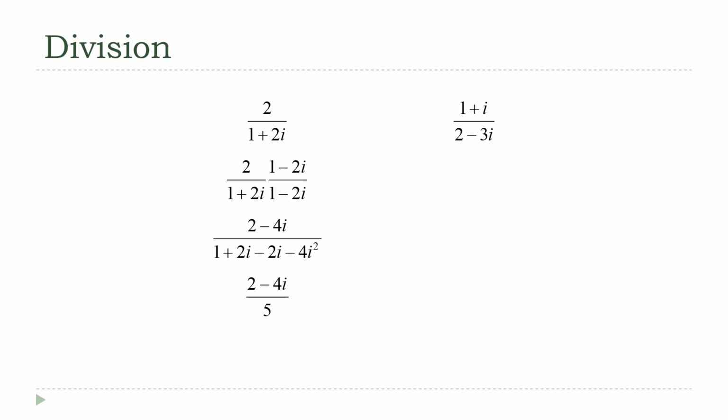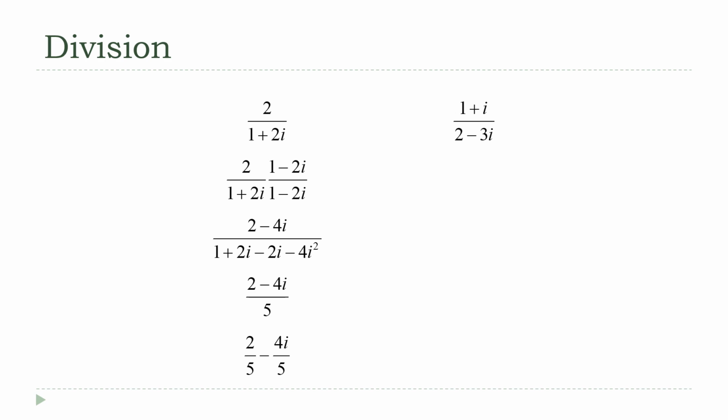Now, in my classes, I would accept this as an answer. Some teachers, professors may be a little more picky and really want it to look like something plus something i. So they might want you to split it up and make it 2/5 minus 4/5 i. Really, at this point, I think they're both sufficiently equivalent that you could stop on the previous one. Okay, so how about this one here?